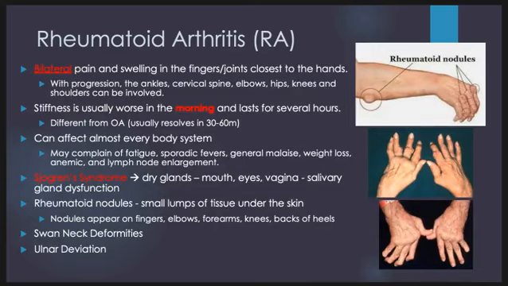Rheumatoid arthritis affects bilaterally, meaning if one hand starts to get affected, the other hand will become affected as well. Rheumatoid arthritis can affect hands, fingers, wrists, elbows, and as it progresses, it can affect other joints in the body as well.